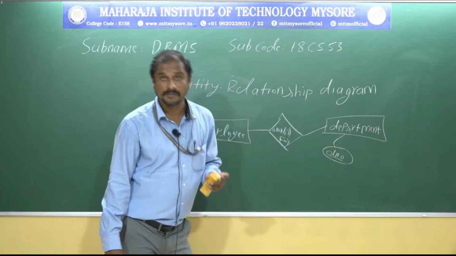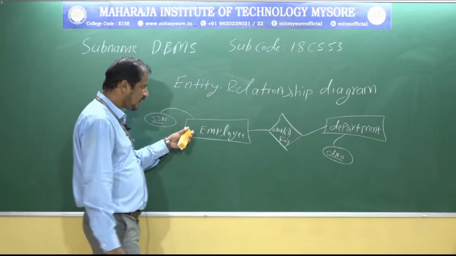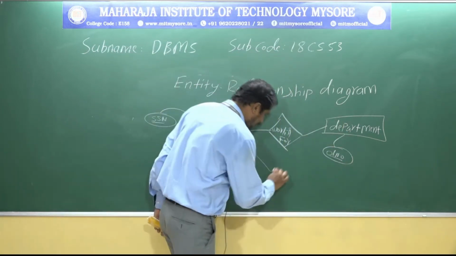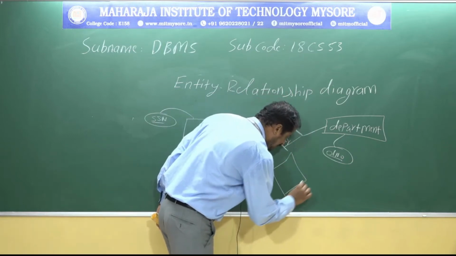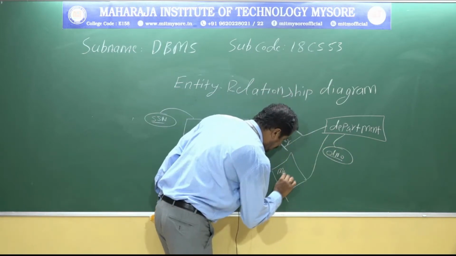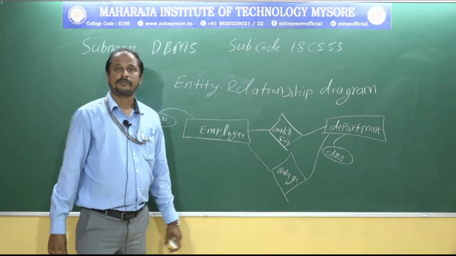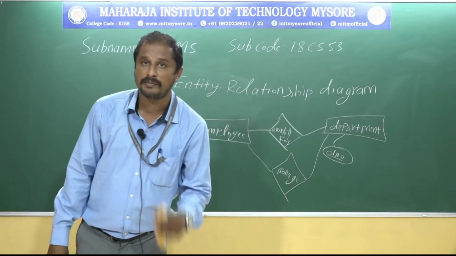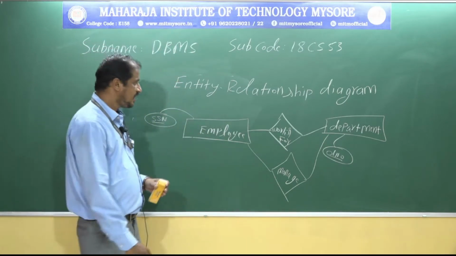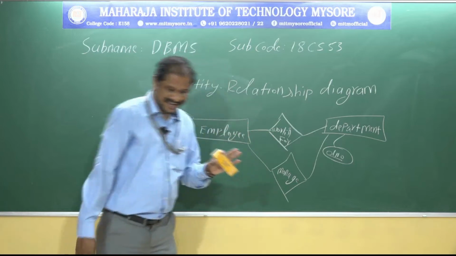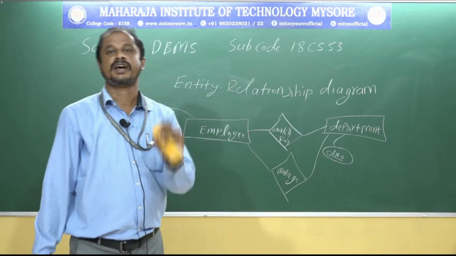Entity relationship diagram. So employee works for department. Somewhere an employee can also manage a department. So this is what we call an entity relationship diagram.